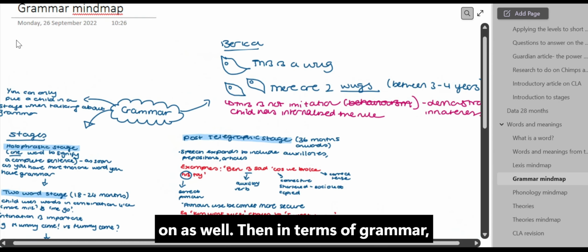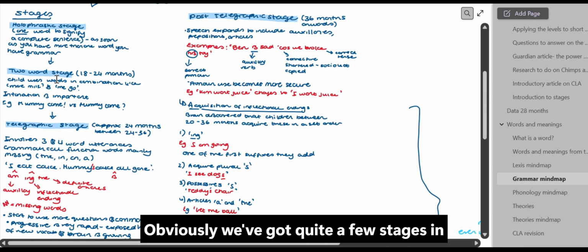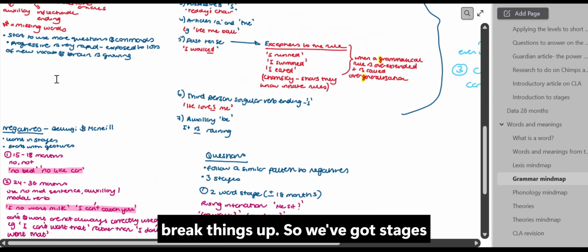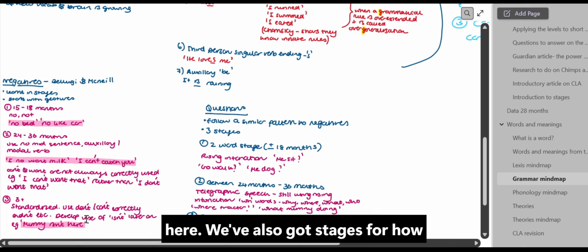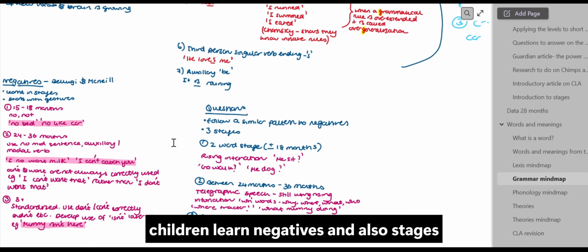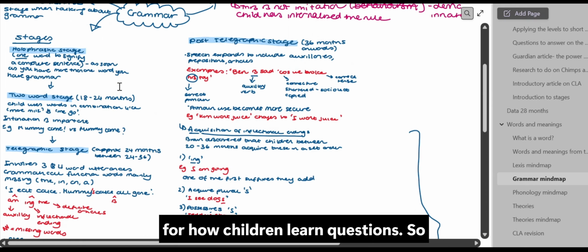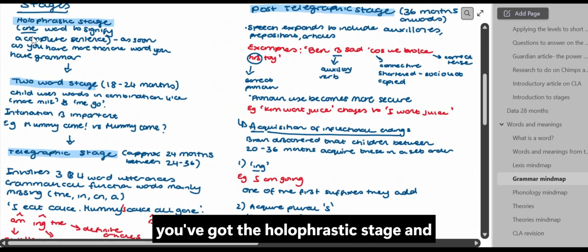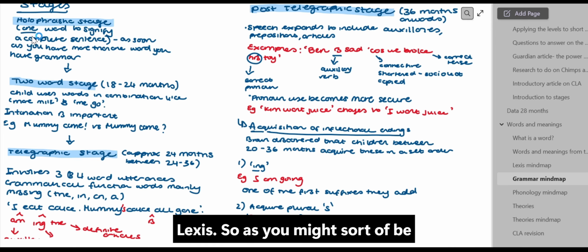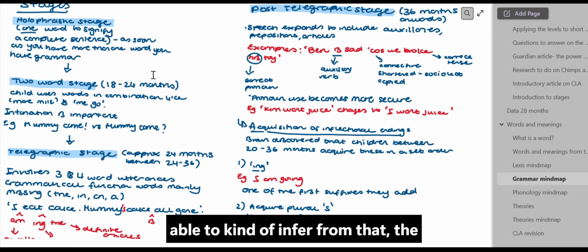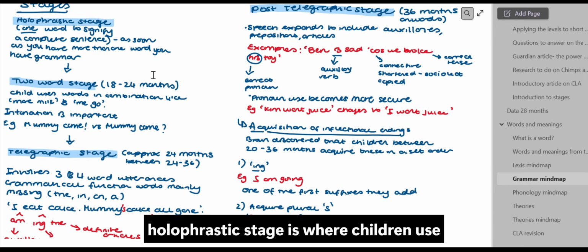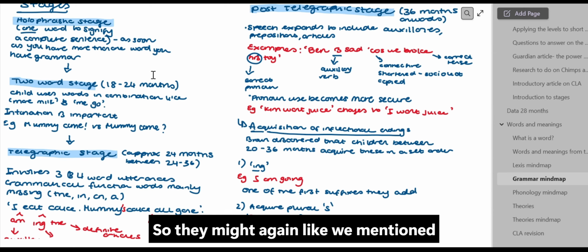Then, in terms of grammar, we've got quite a few stages, which is a nice way to break things up. We've got stages here, and also stages for how children learn negatives, and how children learn questions. First of all, you've got the holophrastic stage, and we talked about holophrases in Lexis. The holophrastic stage is where children use one word to signify a complete sentence. Like we mentioned previously, they would say things like juice if they want to drink juice, or coat if they want to wear their coat.